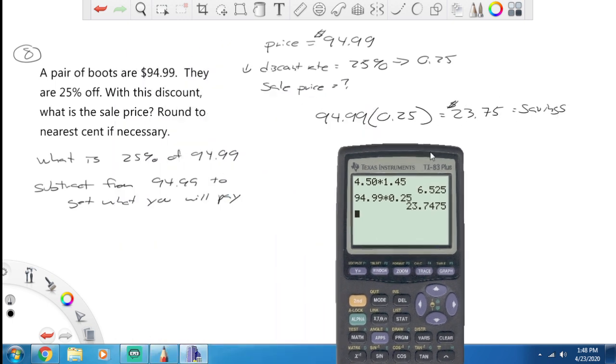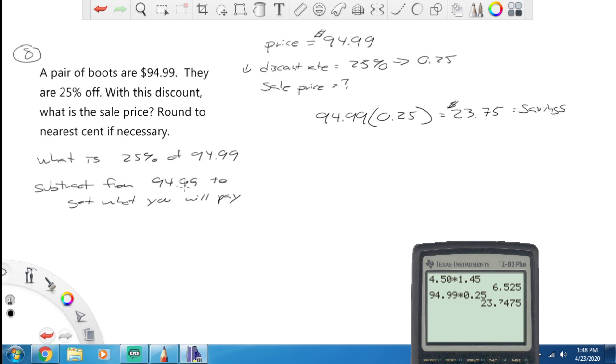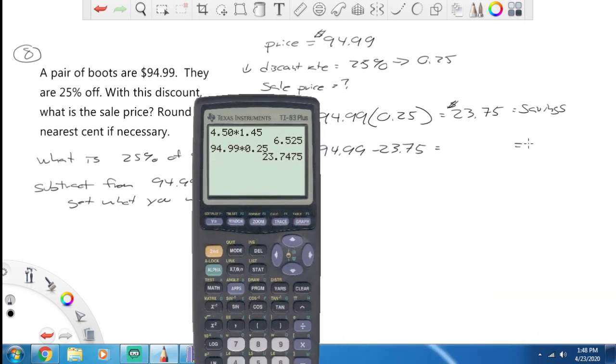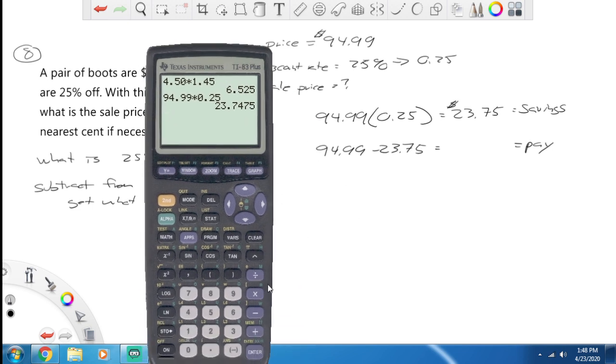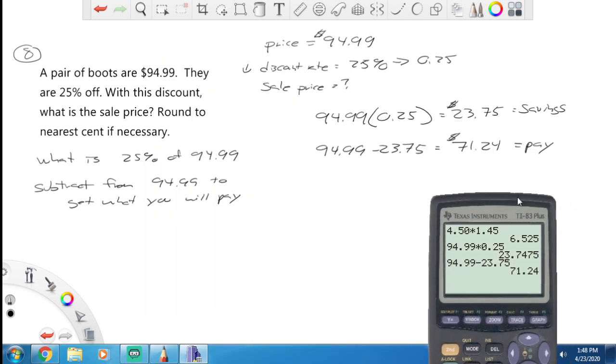Then you want to subtract that from the $94.99 to figure out how much you pay. So you can take $94.99 and subtract $23.75, and that's going to get you how much you pay. Again, this is what you pay for it. So 94.99 minus 23.75 gives you $71.24. That's one way to look at it.